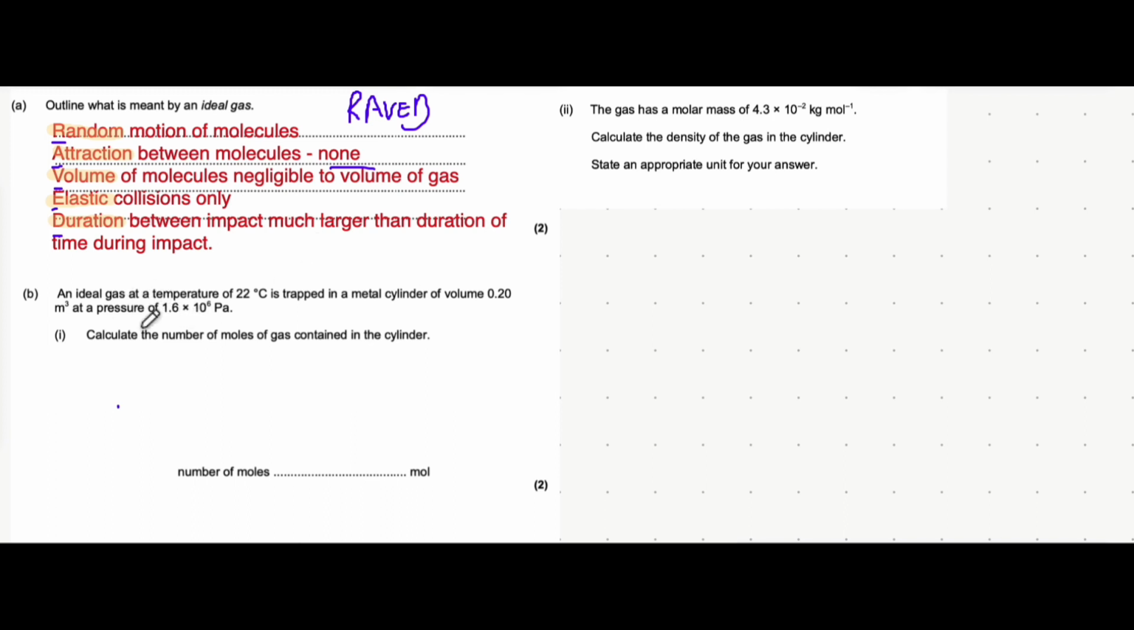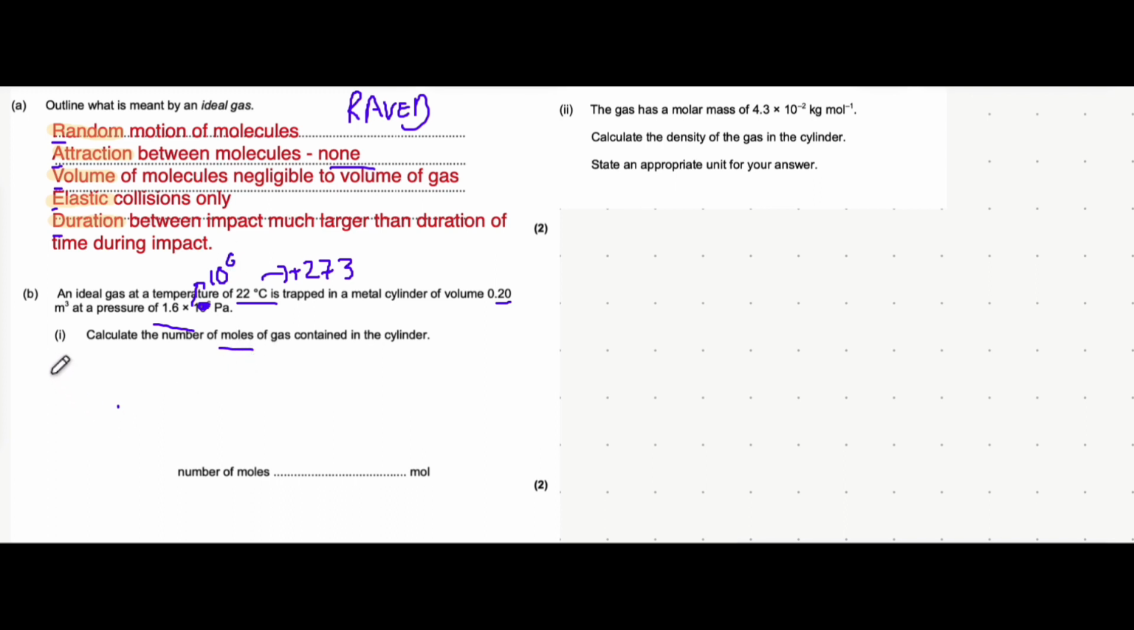Let's go on to a calculation using ideal gases. So it's given you a temperature in degrees. We're probably going to have to convert that into Kelvin, which you do by adding 273. It's told you the volume, 0.2 meters cubed, and it's also told you the pressure, 1.6 times 10 to the power of 6, by the way, in case you couldn't read that. It's very small for some reason. It's asked for the number of moles.